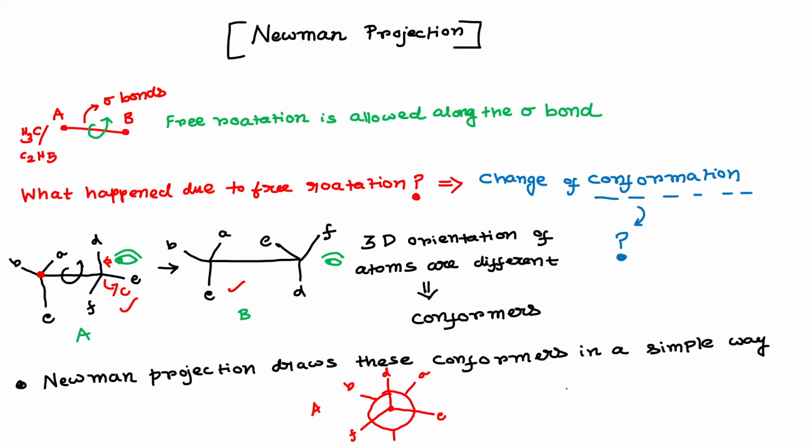Similarly, you can also draw the Newman projection of molecule B. First of all, you have to draw the circle. So you are looking at this molecule from this position, so this is your front carbon. According to this position, in your left side E group is present, and in your right side F group is present, and D group is situated in the downward side. So the formula will be like this.